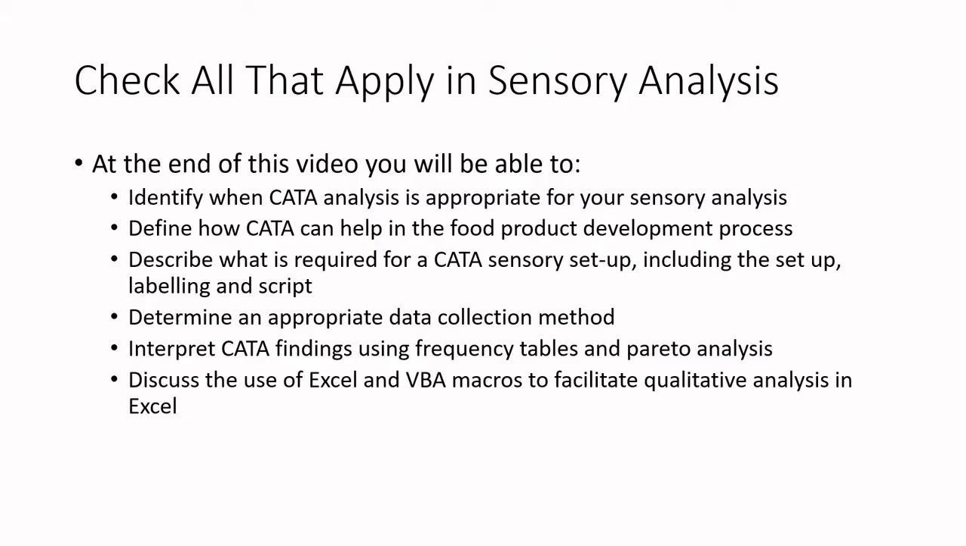So we are going to emphasize these two bottom points, but at the end of this video, you will be able to identify when CATA is appropriate for your sensory analysis. You'll define how CATA can help in food product development. You'll describe what's required for CATA, and really we're emphasizing the bottom two. We'll determine an appropriate data collection method. We'll interpret some CATA findings using frequency tables and Pareto analysis, and we'll discuss the use of Excel and VBA macros to facilitate qualitative analysis in Excel. And we will, again, be emphasizing these two bottom learning outcomes in particular.